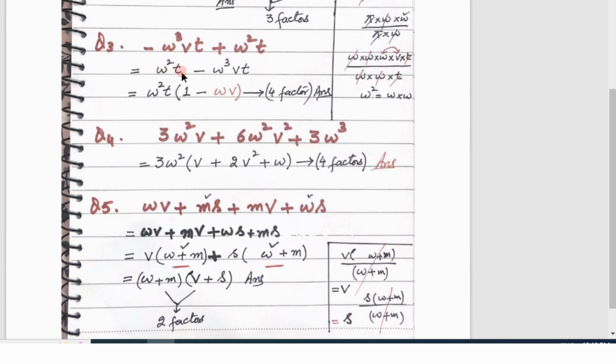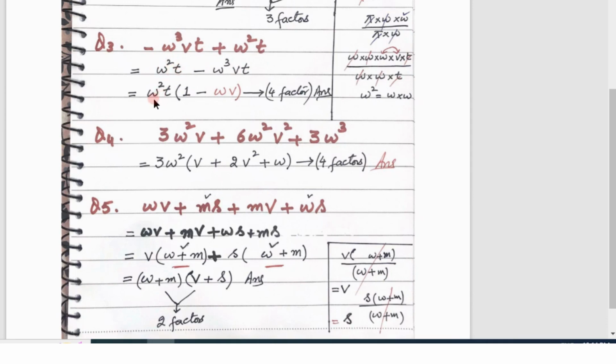Now w square t is common because the least power is over the w. Here we have w cube. W cube means w raised to power 3. W square means w raised to power 2. So 2 is smaller than 3. We will pick up w square. T is present in both the terms.